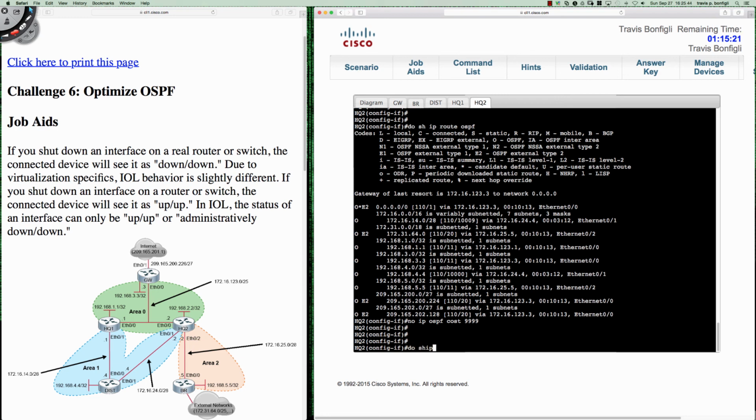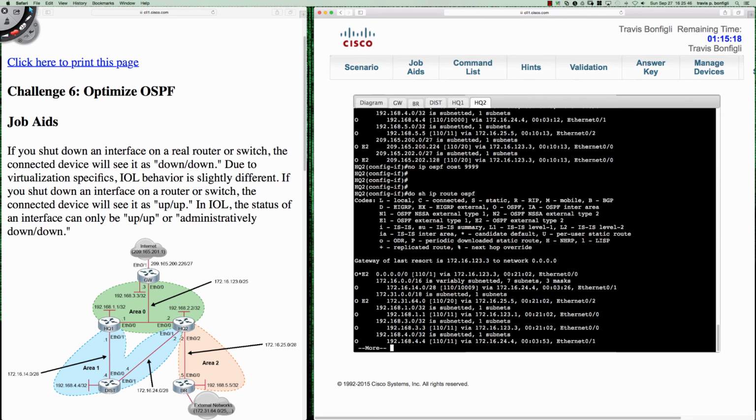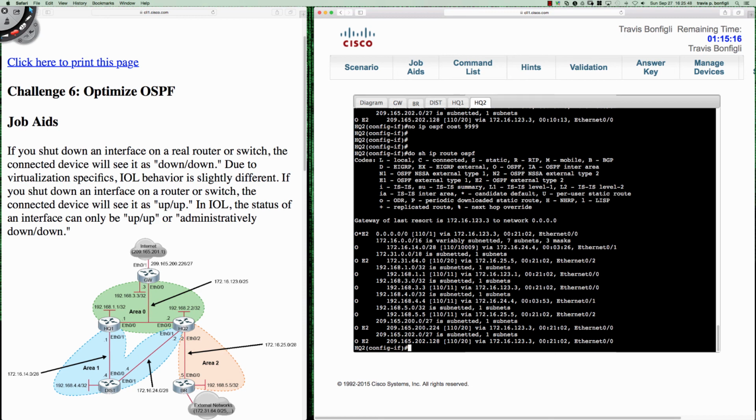So if I were to say do show IP route OSPF, HQ2 is obviously going to take that 172.16.24.0. So all traffic that's leaving the distribution network is going to transit HQ2, and all traffic coming back in from both the branch and the gateway router in area 0 is going to come back in through HQ2 as well.